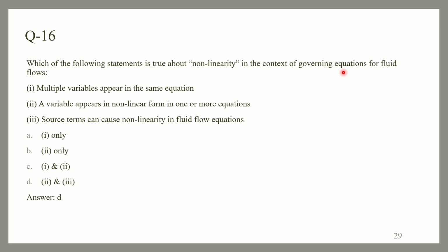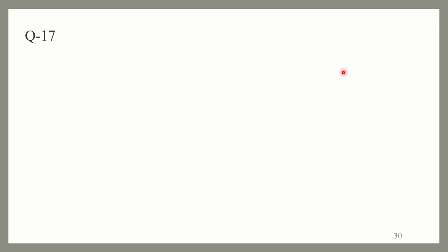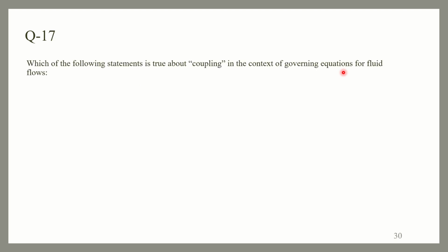That is, the second and third statements are true. Whereas the first statement states that multiple variables appear in the same equation; that we call coupling, not nonlinearity. So the answer is option D. Now we'll go to question 17. In question 17, it is asked which of the following statements is true about coupling in the context of governing equations for fluid flows.